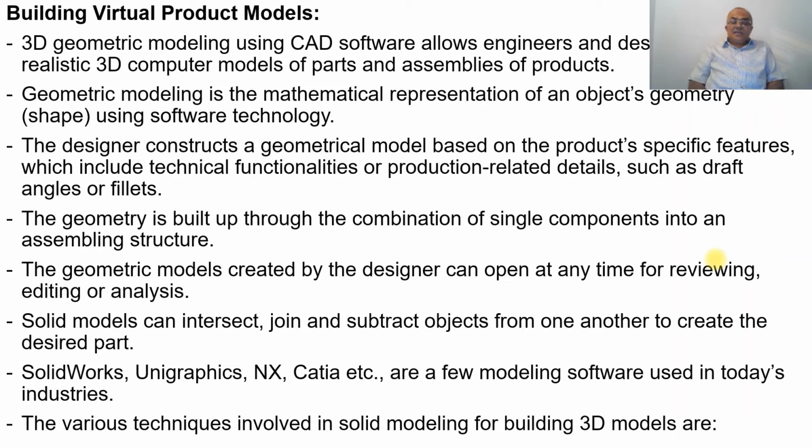So solid models can intersect, join, and subtract objects from one another to create the design parts. SolidWorks, Unigraphics, NX, CATIA, etc. are a few of the modeling software used in today's industry. Each industry has its own type of solid modeling package. Some people work with SolidWorks, some with Unigraphics, some with NX, some may use CATIA, and some may use Creo.